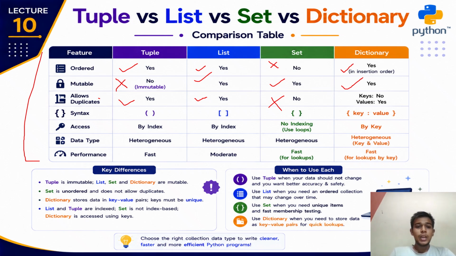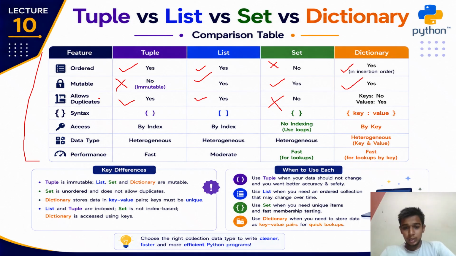Now let's see how we access the data. In a tuple, we access items by using index. Same as list, we access items by using index. In set, there is no indexing because sets are unordered. If we want to access values, we use loops. In a dictionary, we access values using key, not indexes.